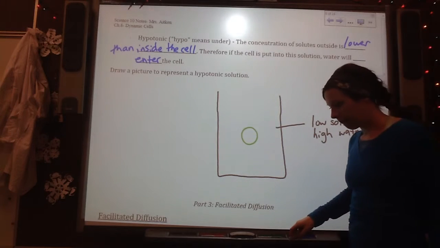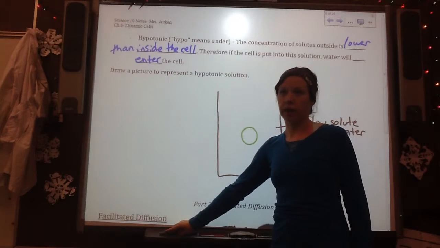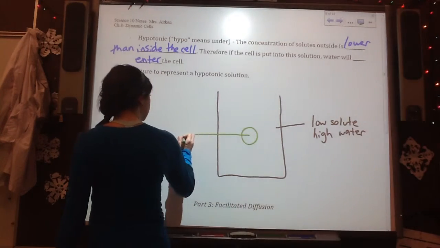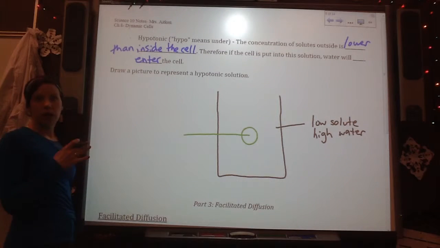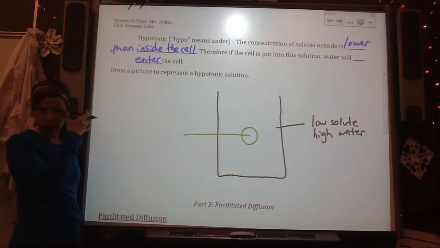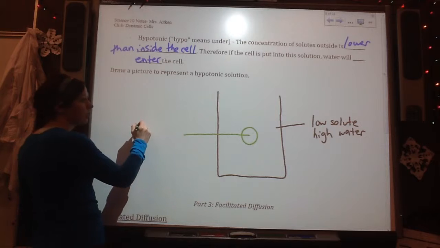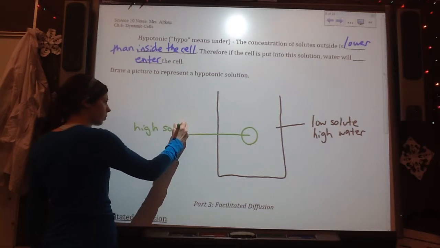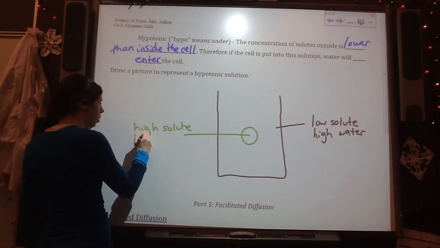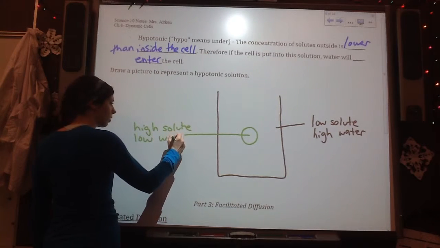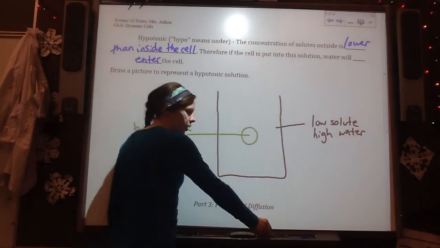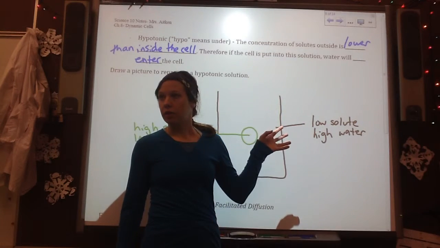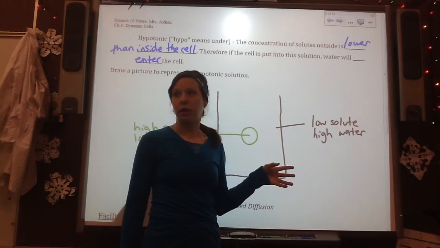Whatever these is. Yes, that's isotonic. I'll show you that after this. So now in the cell, since it's hypotonic, it will be the opposite. So this then has high solute and low water, because this definition is based on comparing it to the cell. That's why we can assume it's the opposite.